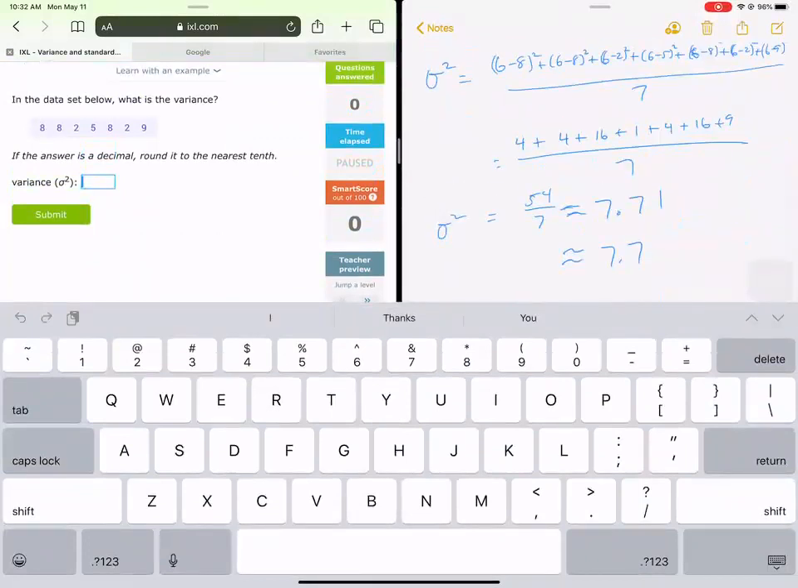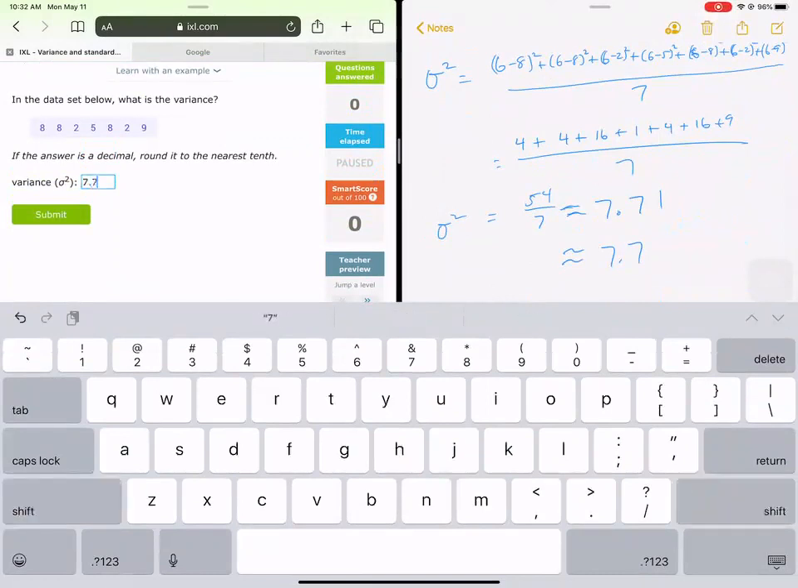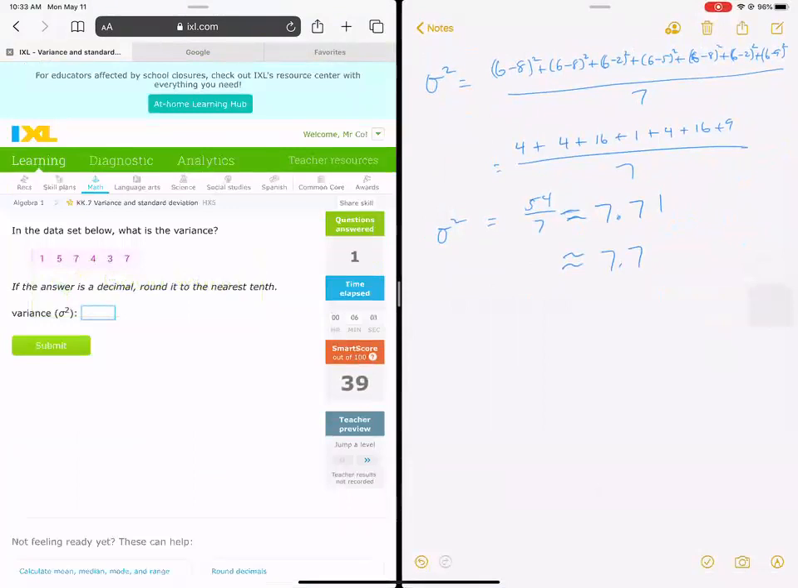Here's some, right, 7.7. Wait, yep, yeah, that's right. Okay, they want a variance. I'm gonna submit that. Oh, good work. Whew, no, that was close. And if you look, the SMART score actually jumps up pretty quick. So they only have a couple of these problems for you guys to try today.